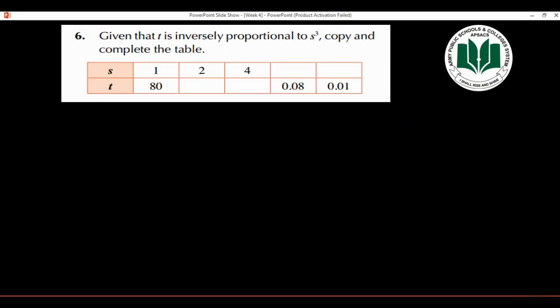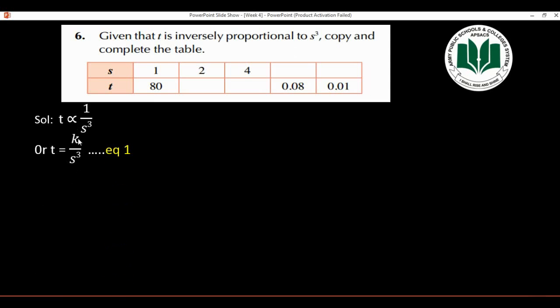Question number 6, given t is inversely proportional to s cube, copy and complete the table. Here the table is given. We have t is inversely proportional to s cube. Change this proportionality sign, it becomes t is equal to k over s cube.